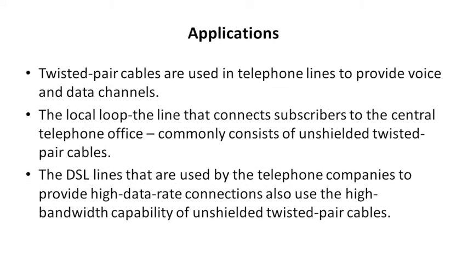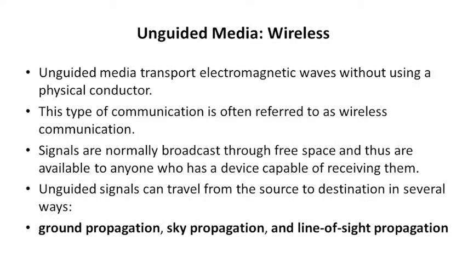Applications. The twisted pair cables are used in telephone lines to provide voice and data channels. The local loop, the line that connects subscribers to the telephone office, commonly consists of unshielded twisted pair cables. The DSL lines that are used by the telephone companies to provide high data rate connections also use the high bandwidth capability of unshielded twisted pair cables.